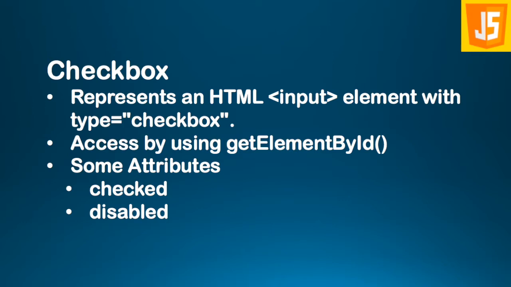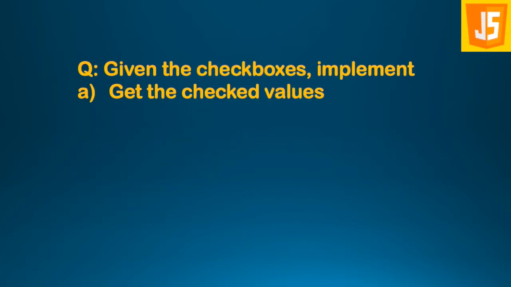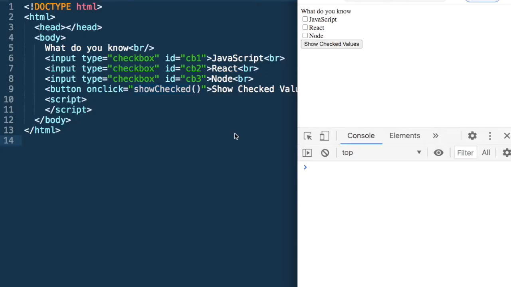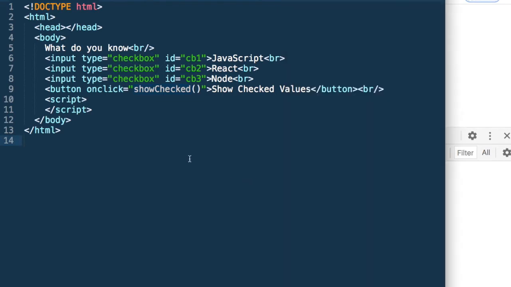So let's look at a couple of exercises and see how to use checkboxes in them. Let's start with a simple one. Given the checkboxes, implement get the checked values. We have been given a set of checkboxes and we want to get the checked values. Here we have a part of HTML, and as you can see, there are 3 checkboxes. I can check any one of them, and when we click show checked values, we want the checked values to be shown on the console. So how should we do it?